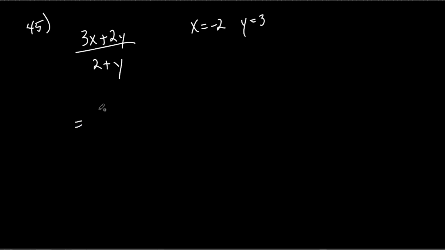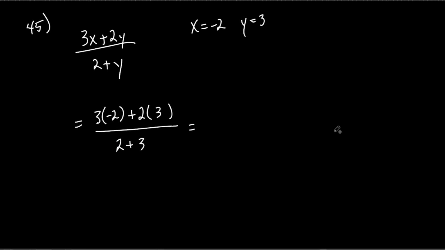So here's how I would do it. It's 3x, or 3 times x, so I'm going to put a parentheses there. And what do I put in for x? -2, right? Plug and chug. Then you put a plus sign, and it's 2 times y. So put a 2 in a parentheses and figure out what y is. Y is 3. So you stick in a 3 right there. Over. Let's do the bottom. It's 2 plus y. So 2 plus, and y is 3. So I put a 3 right there, and that'll be 5 in a minute.